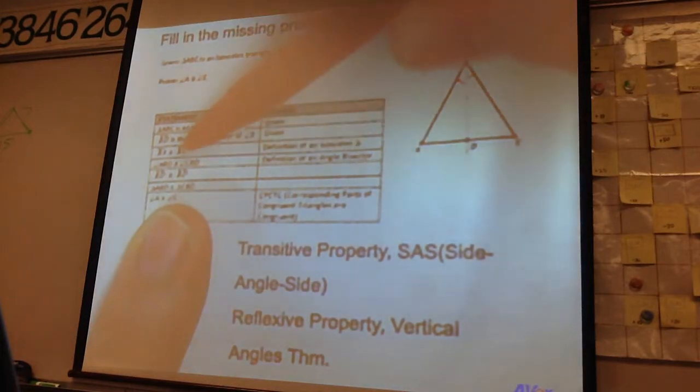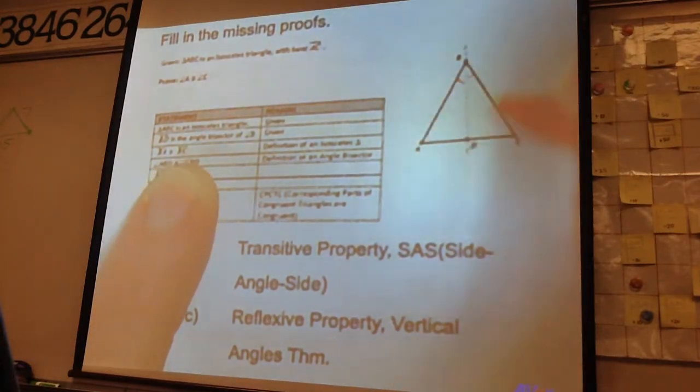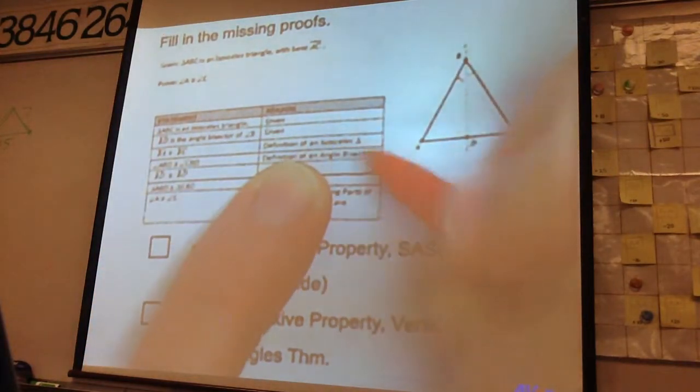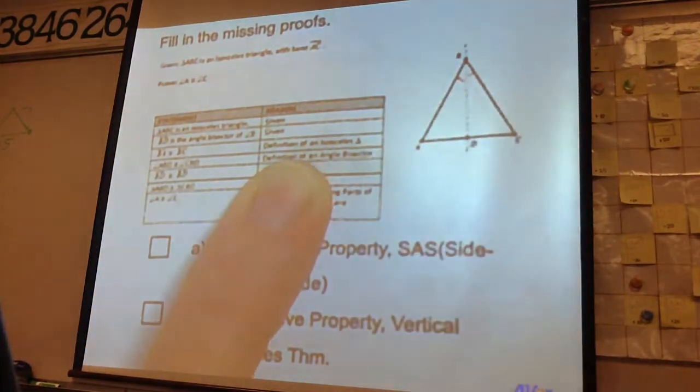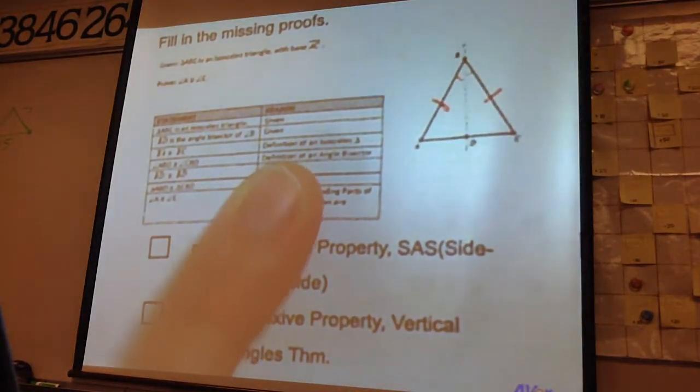Definition of an isosceles triangle. AB equals BC. This side is equal to this side, and the reason was the definition of an isosceles triangle. So right there it tells us which sides are equal. So I know that side and that side are the same.